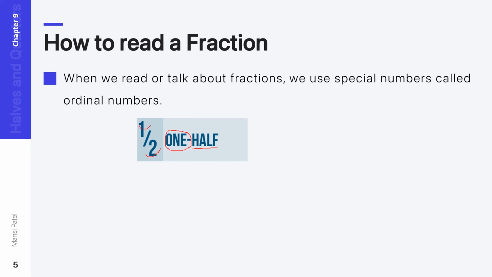When you read or write a fraction, first you write down the number in the numerator. In the numerator, which is the number? 1. So just write down 1. After that, the number written in the denominator. In the denominator, what is the number? Number 2. Number 2 is known as half. So whenever there is number 2 in the denominator, we use the word half.